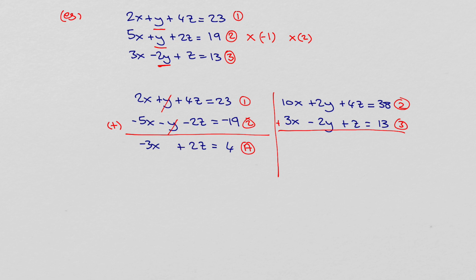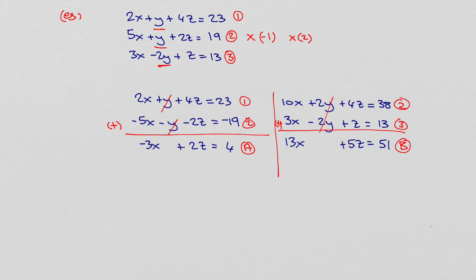So again, I'm going to add my like terms. So that means I'm going to add my x's. I'm going to add my y's. I'm going to add my z's. And I'm going to add my constants. And I get another new equation, so I'm going to call that equation B.